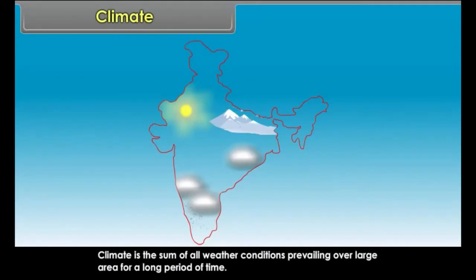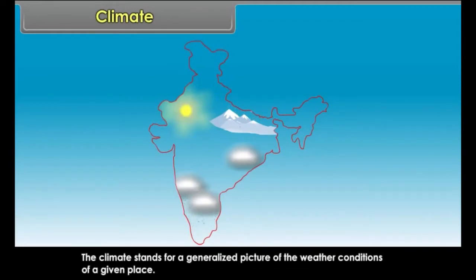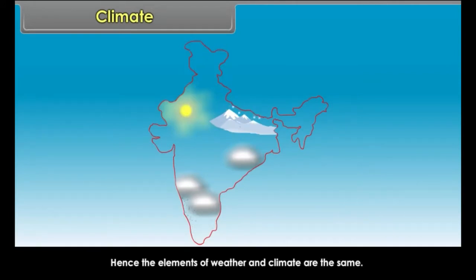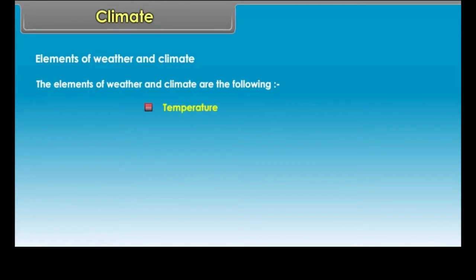Climate. Climate is the sum of all weather conditions prevailing over a large area for a long period of time. The climate of India may be described as monsoon type of climate. The climate stands for a generalized picture of the weather conditions of a given place. Hence, the elements of weather and climate are the same. The elements of weather and climate are the following: temperature, pressure, wind direction and humidity.